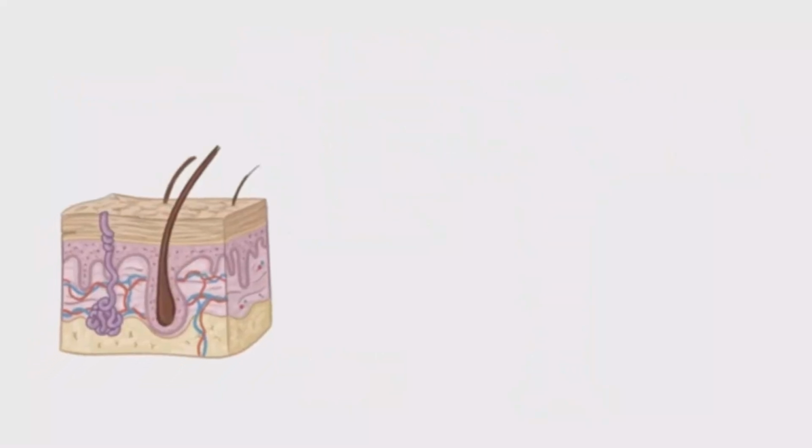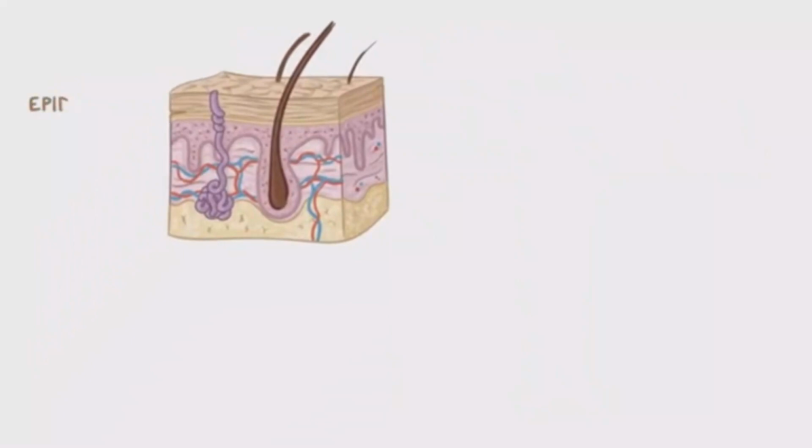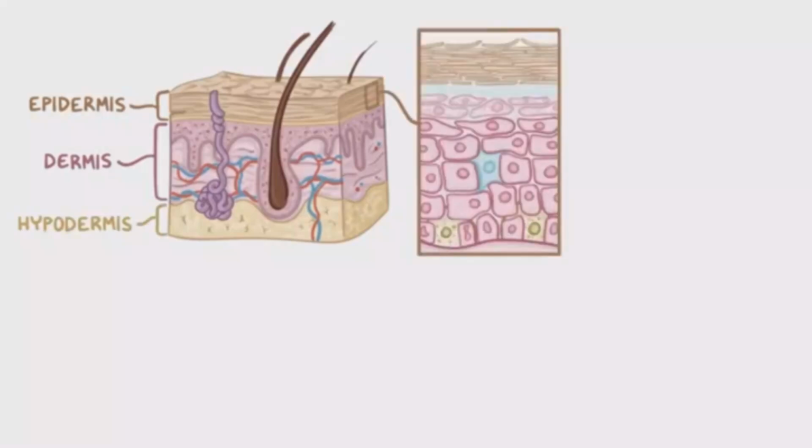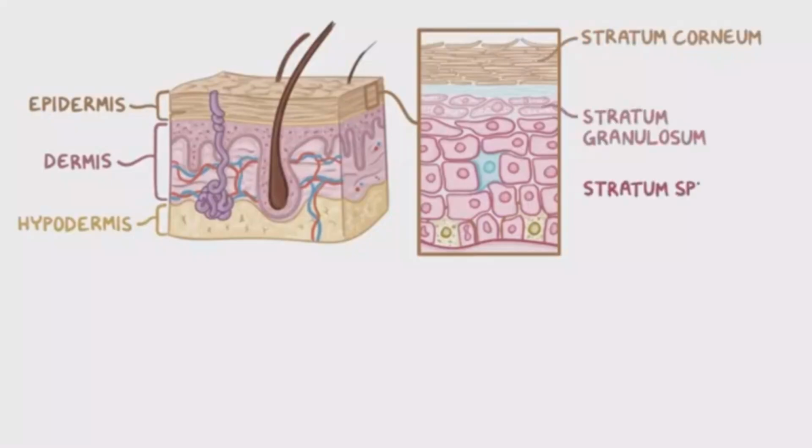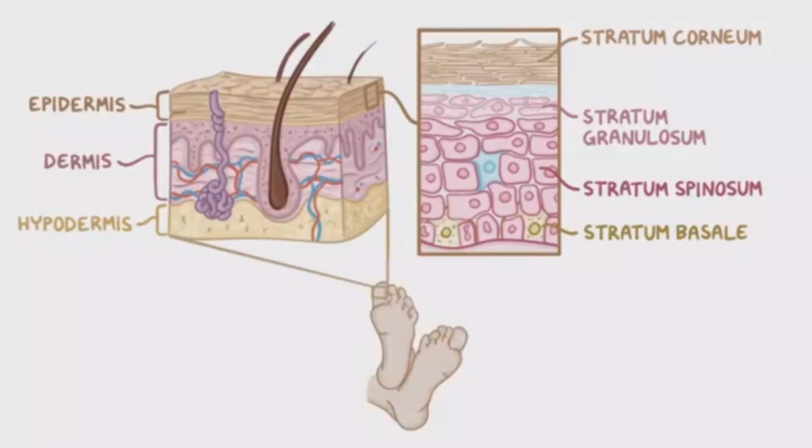Now, the skin is divided into three main layers: the epidermis, dermis, and hypodermis. The epidermis forms the thin outermost layer of skin and has 5 sublayers. The stratum corneum is the outermost layer, followed by the stratum granulosum, the stratum spinosum, and the stratum basale. In the palms and feet, which are areas of thicker skin, there's a 5th layer called the stratum lucidum, which is around 1 cell layer thick.